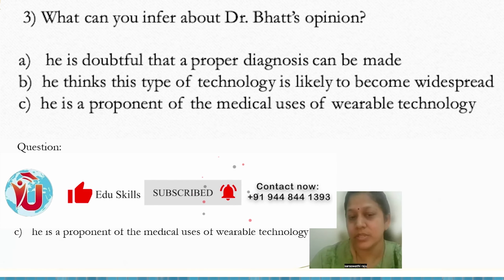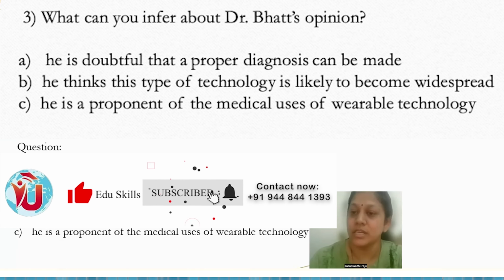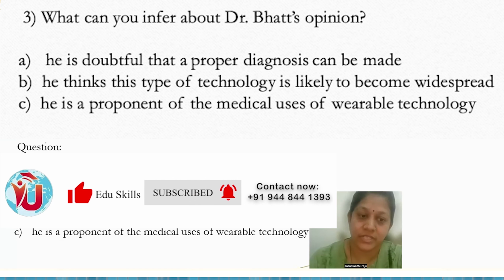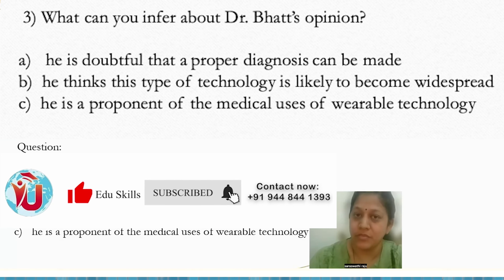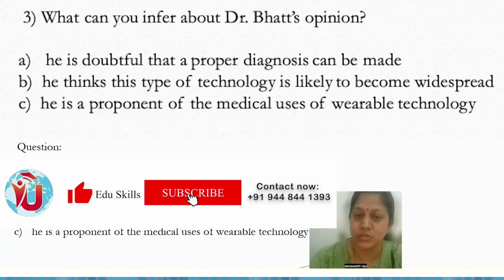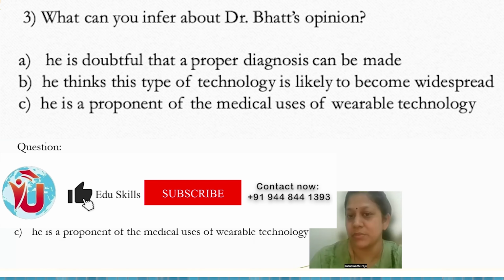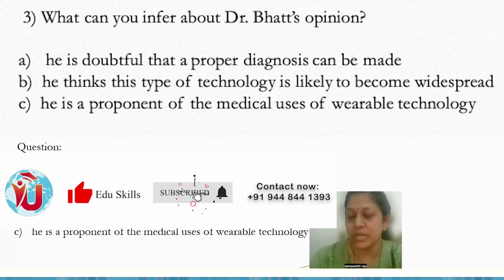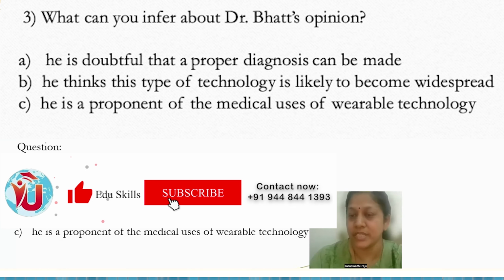Whose opinion? Dr. Bhatt's opinion. So they are asking about Dr. Bhatt's opinion. This is our edging word here. Okay, this is a name. We already know that is a clue. We have to search for the doctor's name. If it is a name, we can go only for the doctor's name in the text. In the whole text, they have given the doctor's name, so we have to read the text carefully and identify his opinion.